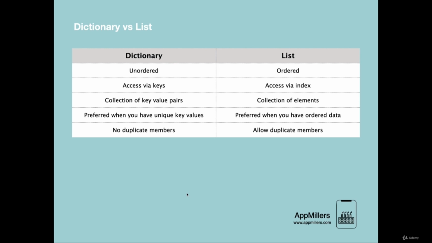So these are the points which reflect the differences between dictionary and list. Hopefully, you have understood all these points over here. So that's all for this lecture. Now, in the next lecture, let's see time and space complexity for dictionaries.